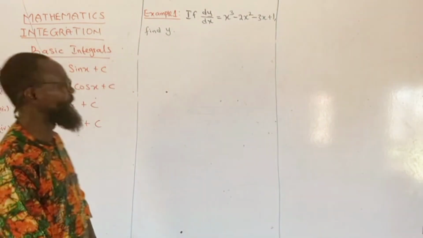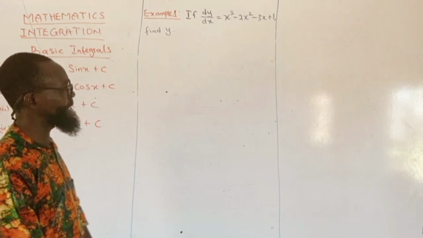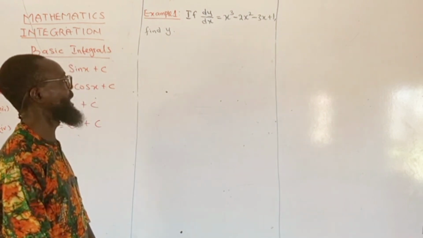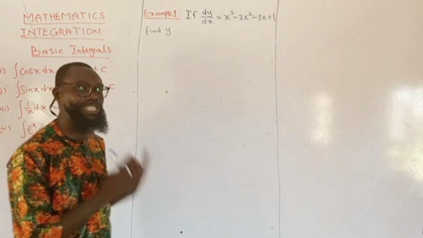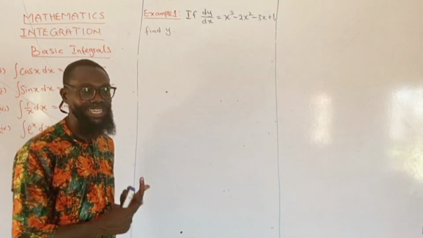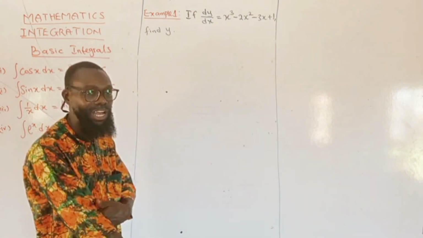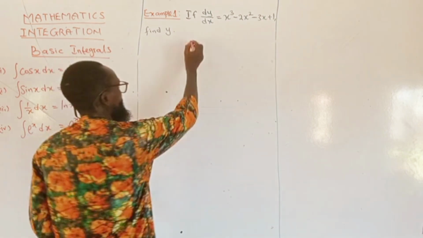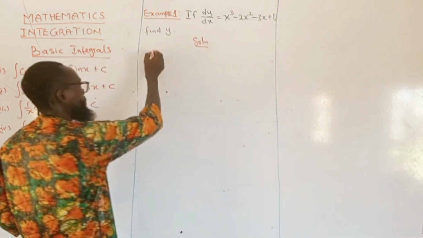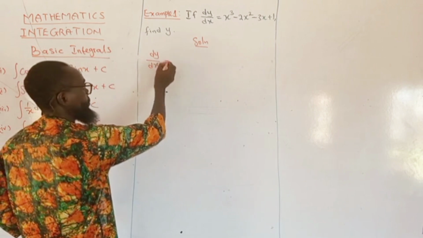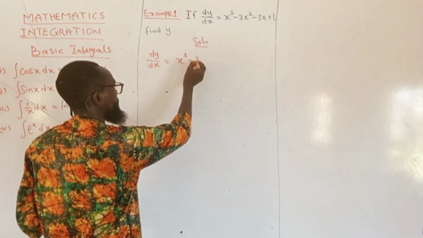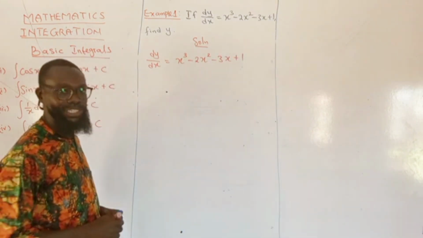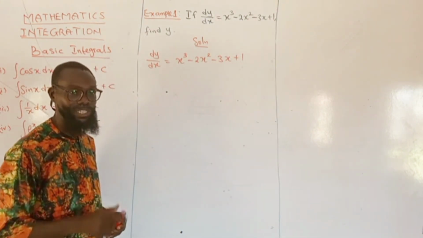Example 1. If dy/dx is equal to x cubed minus 2x squared minus 3x plus 1, find y. It means a function has been differentiated. Then we want to go back to the initial function by integrating that function. To integrate this, we introduce the sign of integration, which is the integral.